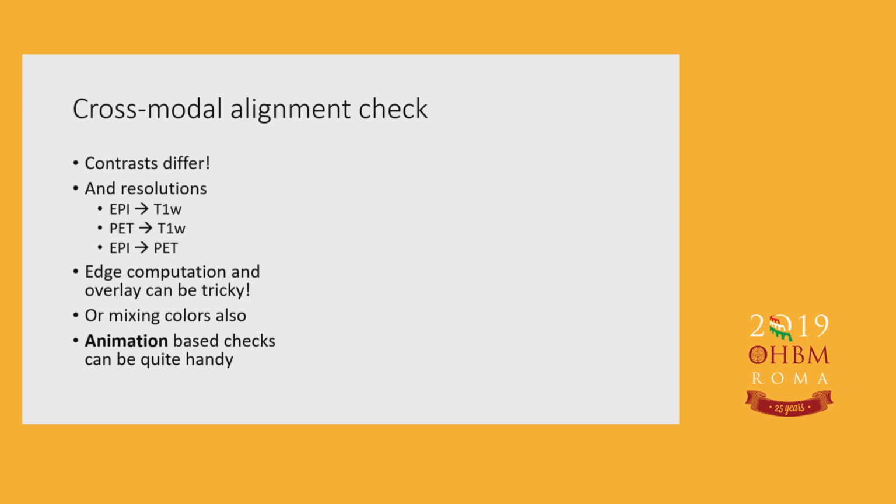When you have to do a cross-modal alignment check, it gets a little tricky. The simple color mix or checkerboard is often not very useful because of the differences in contrasts as well as resolutions. Edge computation is also pretty tricky. So animation-based checks, in my experience, have proven extremely valuable: simply flipping between the two modalities, or any number of modalities. In the case of quantitative MRI, this can really help check alignment quickly.